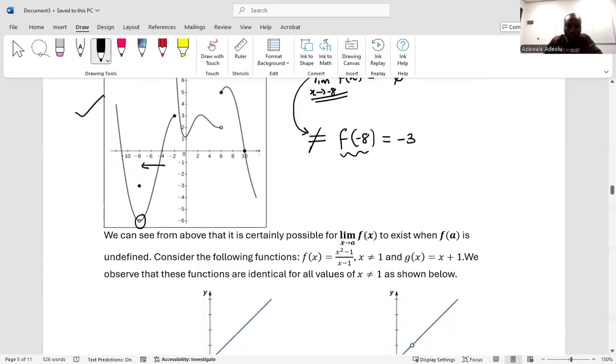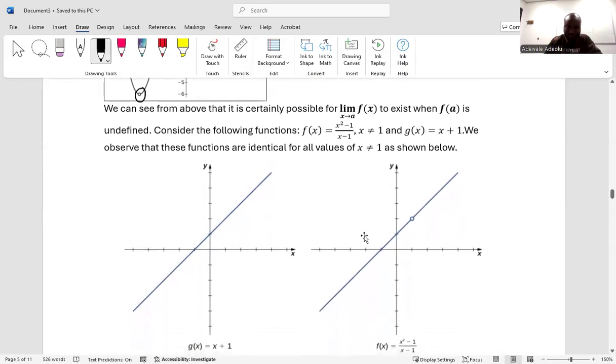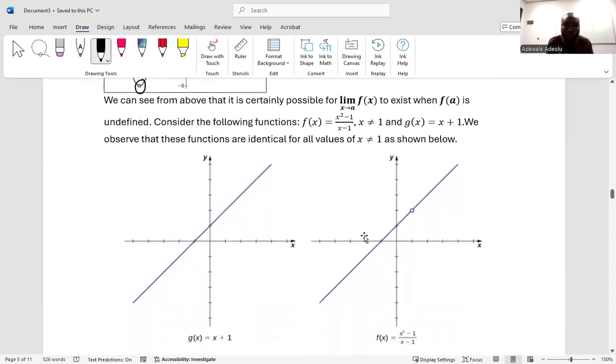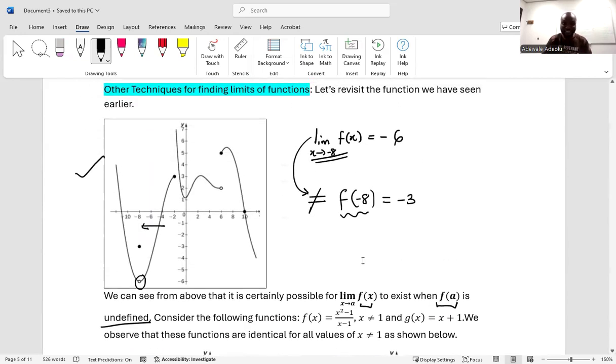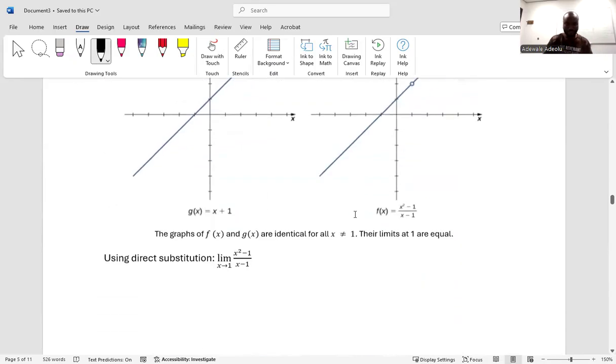Okay, what do we do in this situation? We can see from above that it is certainly possible for the limit of a function to exist as x goes to a when f of a is undefined. In fact, it is possible that it is undefined completely. Here, it is defined. It's just that it is not equal to that limit. Sometimes it won't be defined at all.